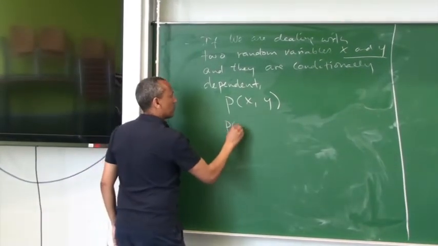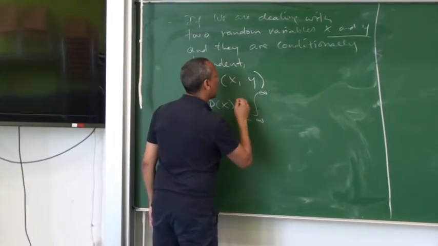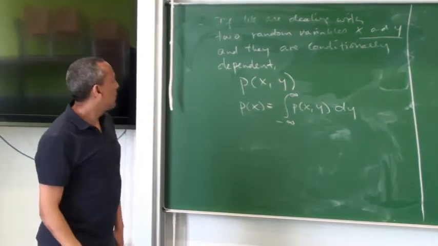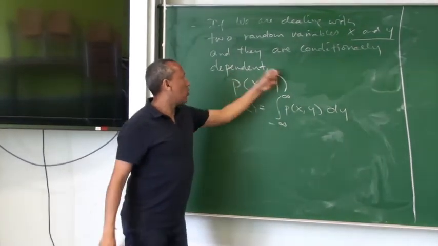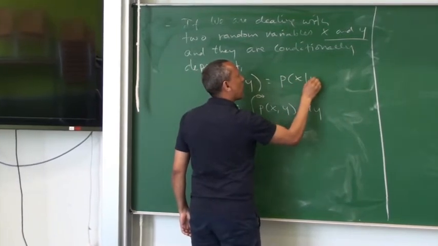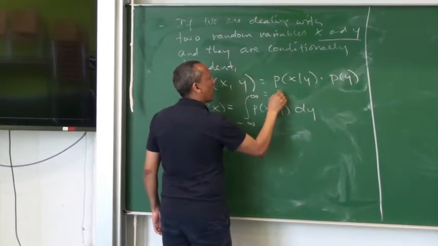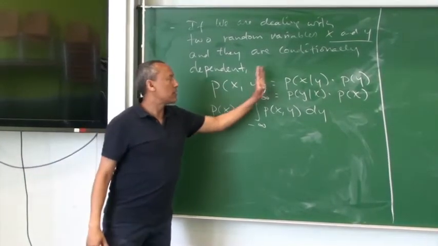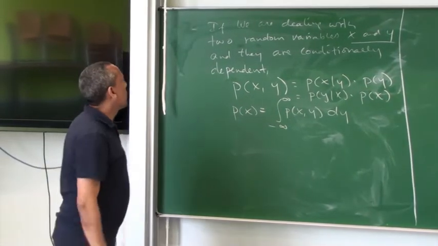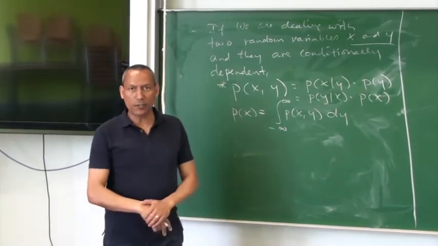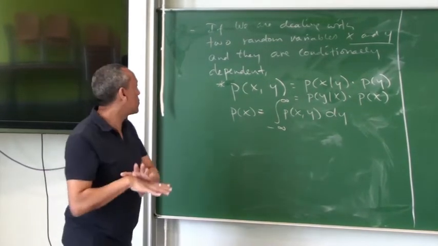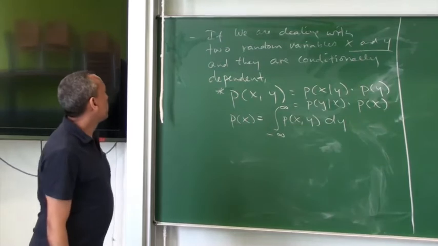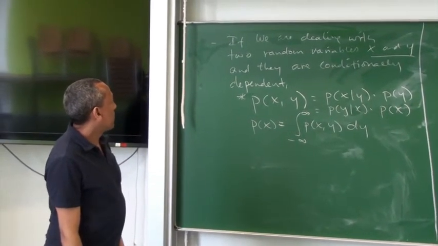For example, p(x) we can determine by integrating p(x,y) with respect to y. This is possible. We can also express this joint density function as probability of x given y times probability of y, or probability of y given x times probability of x. We can do lots of manipulations to get specific aspects. But what you need to know here is the joint probability density function contains or encodes all the relationship between x and y. Once we have this, we have everything and we can do everything. This is something you need to remember.